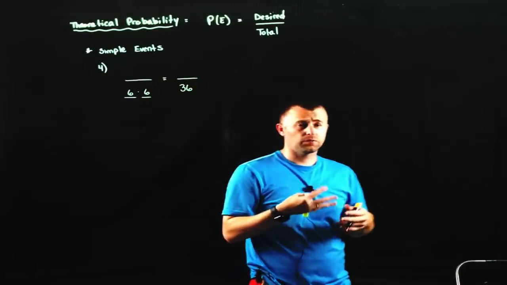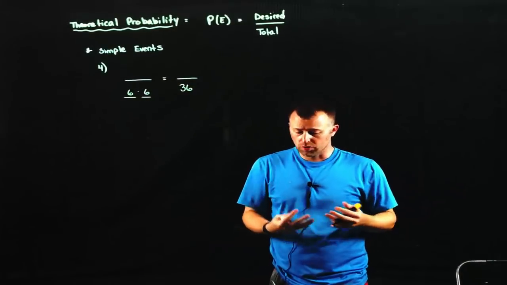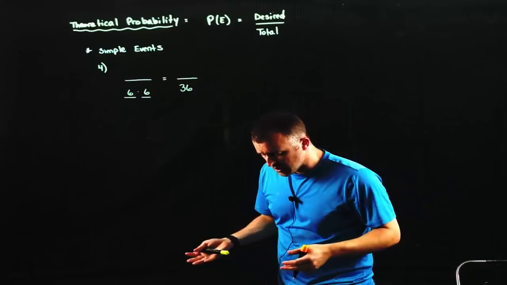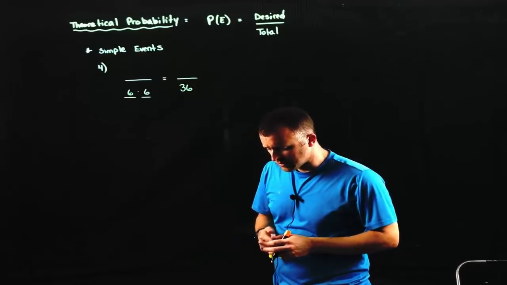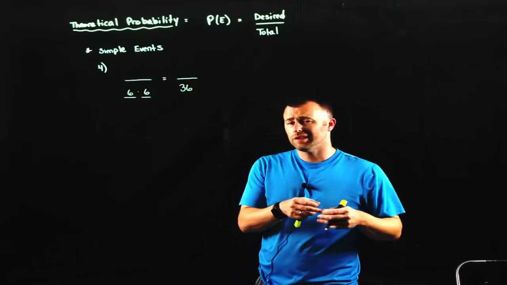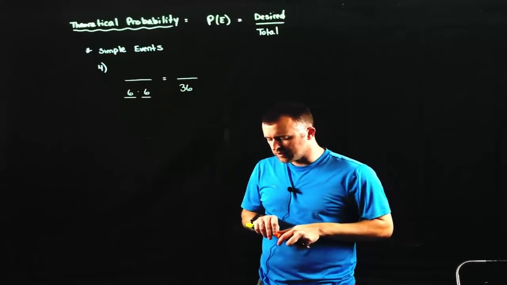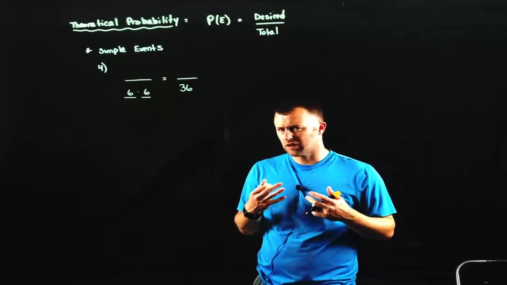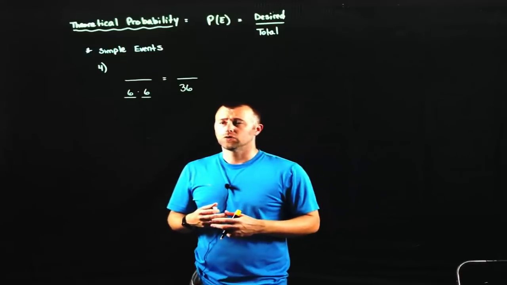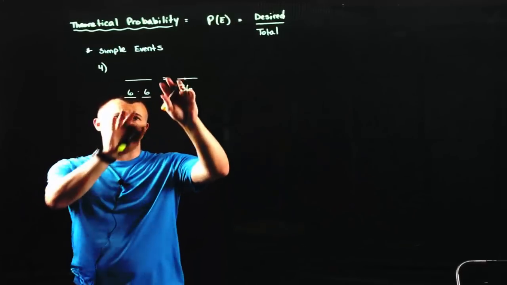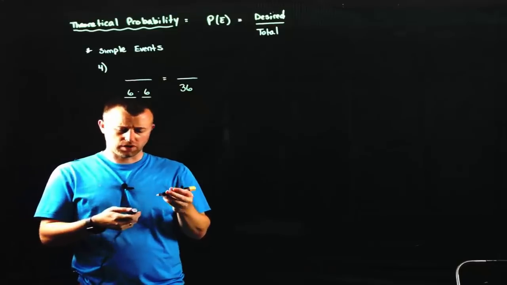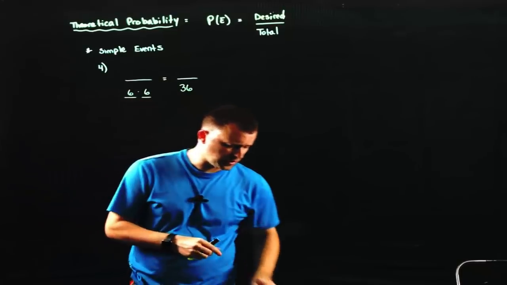Then for the desired, we just have to figure out what we're looking for. In this case, I want the sum of the dice on the next roll to be at least 9. So I want to think about that sum. How do I get 9? What numbers would I use to get there? I'll fill those in off to the side here, in my numerator.